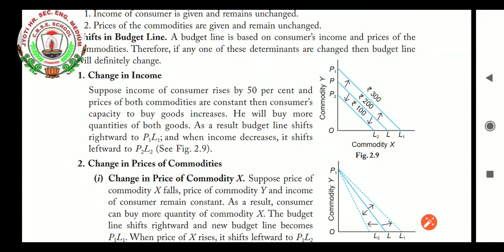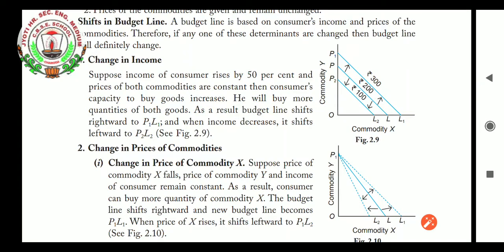Suppose the income of the consumer rises by 50% and the prices of both commodities are constant. Then the consumer's capacity to buy goods increases. He will buy larger quantities of both goods. As a result, the budget line shifts rightward to P1L1, and when income decreases, it shifts leftward to P2L2. It is shown in the figure. You can see figure 2.9.